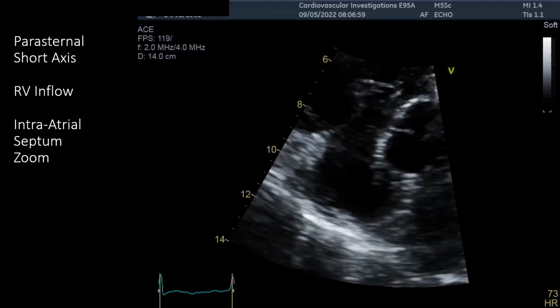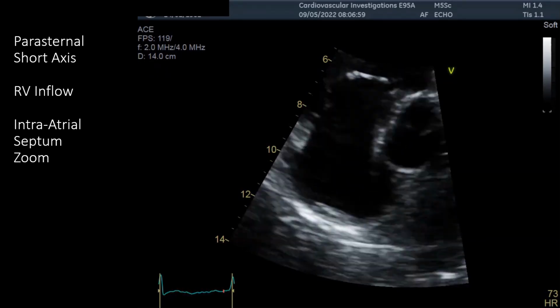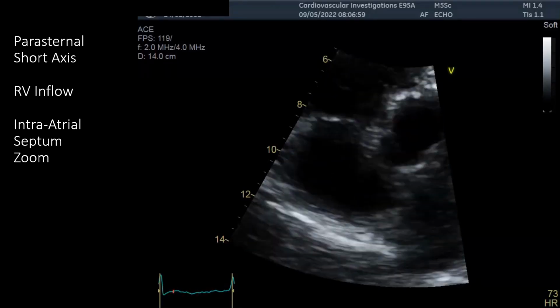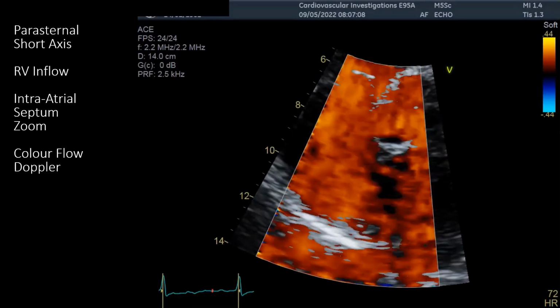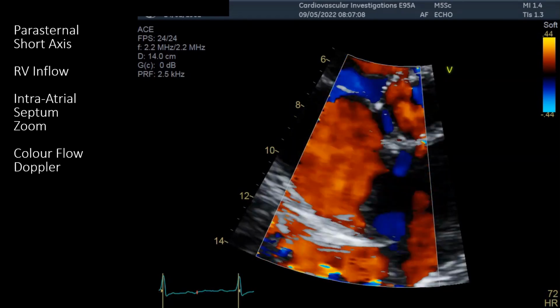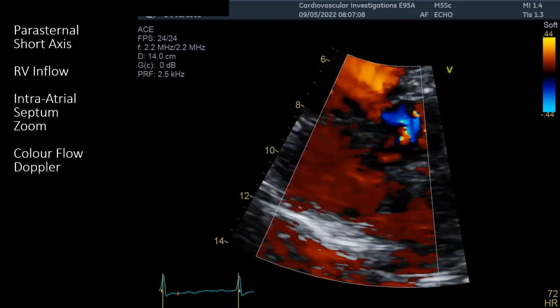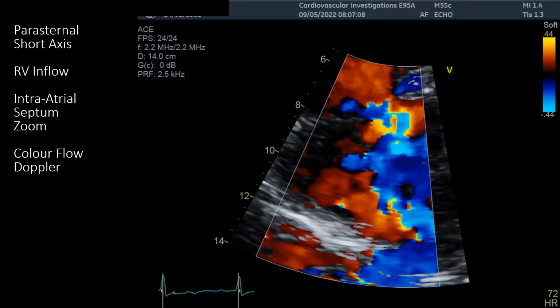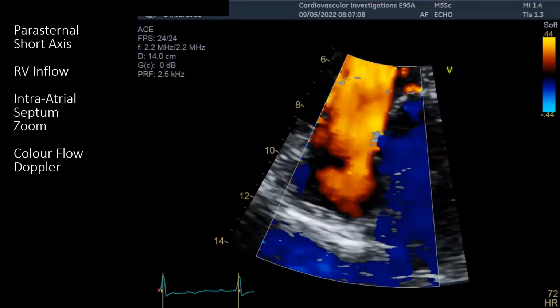A slightly zoomed in view looking at the intraatrial septum for any abnormalities, anatomical abnormalities that may occur at that location. And now color flow Doppler interrogating the intraatrial septum for any defects that might be allowing the shunting of blood, usually from the left to the right.